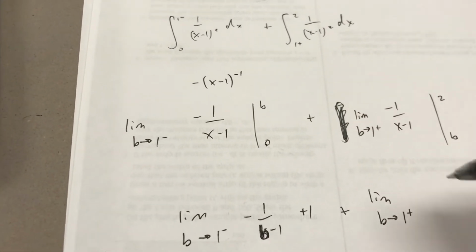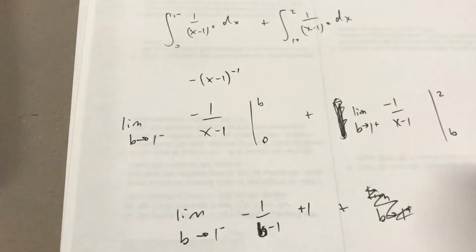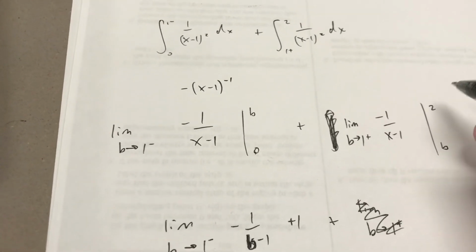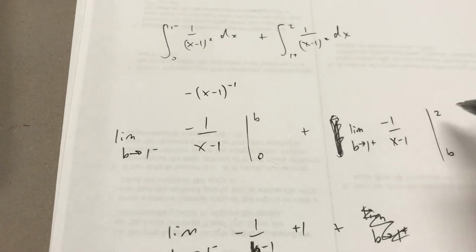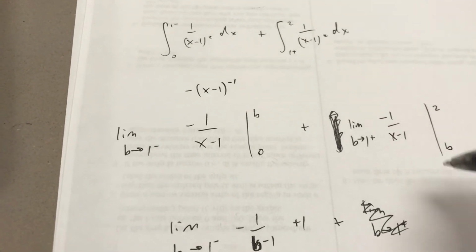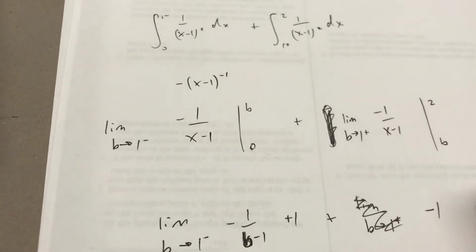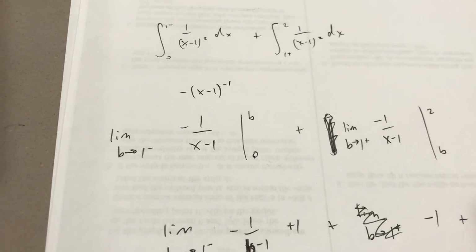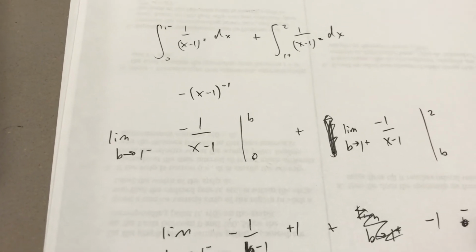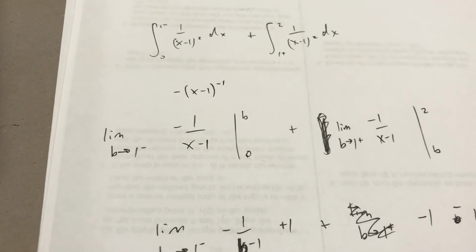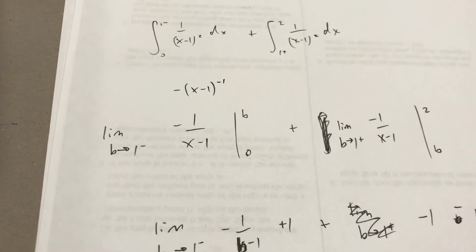We're going from 2 down to b, so we can put the 2 in there. That's going to be negative 1 over 2 minus 1, which is negative 1. And then the last part there, we're subtracting the limit as b approaches 1 from the right of negative 1 over b minus 1.